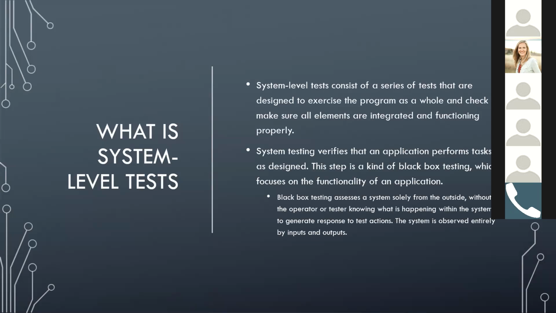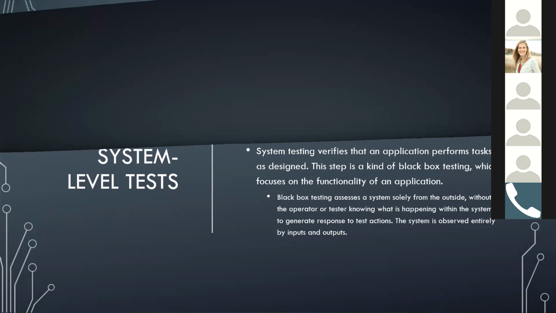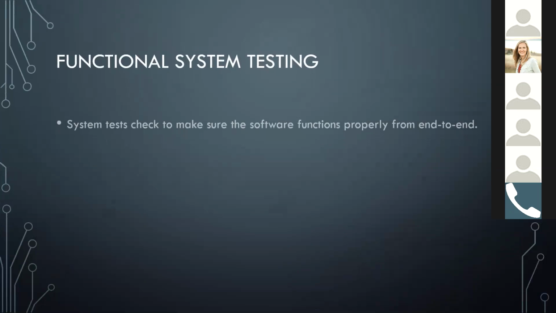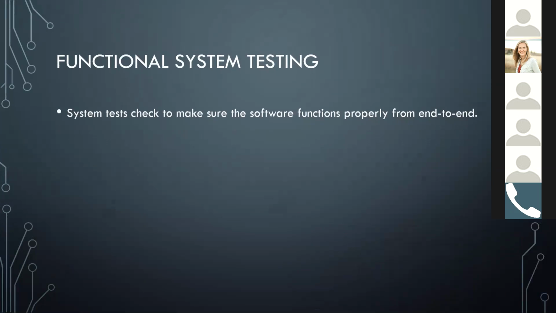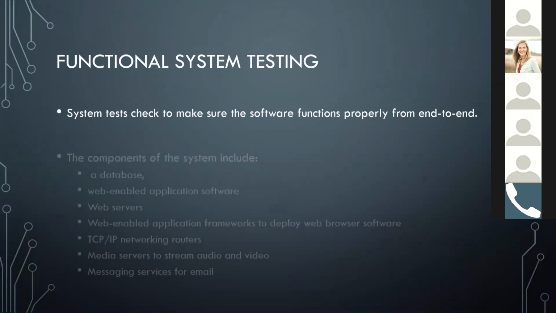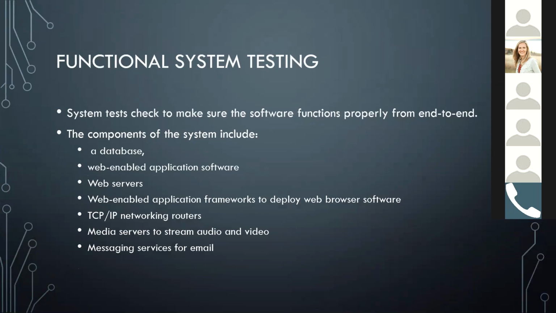It's like black box testing, which assesses a system solely from the outside, without the operator or tester knowing what is happening within the system to generate response to test actions. The system is observed entirely by inputs and outputs, and that is probably key, the input-output idea. So functional system testing. System tests check to make sure the software functions properly from end to end. The components of the system include a database, web-enabled application software, web servers, web-enabled application frameworks to deploy web browser software, TCP and IP networking routers, media servers to stream the audio and video, and messaging services for email.